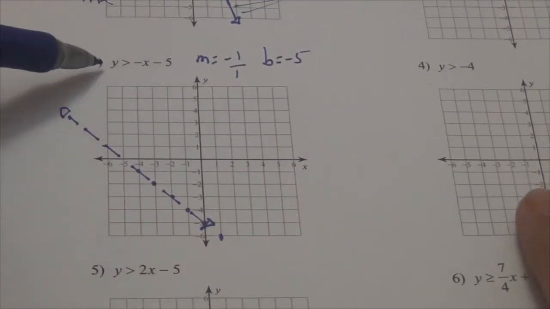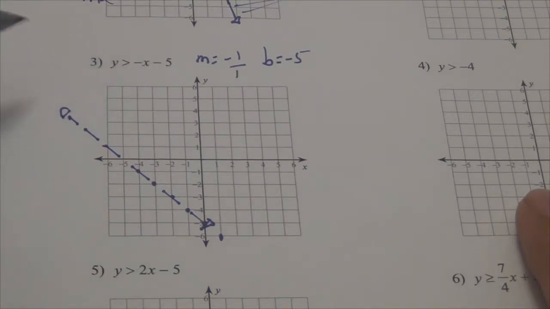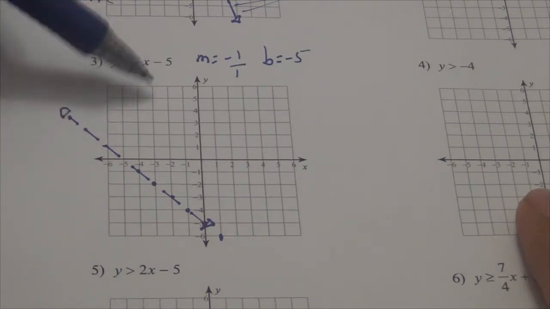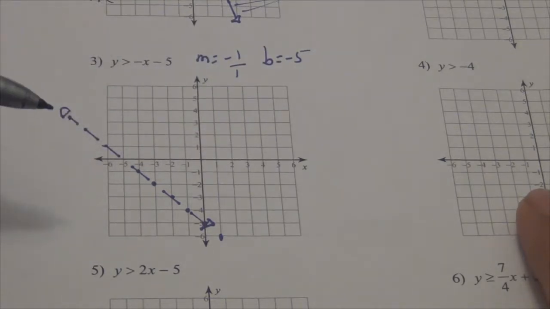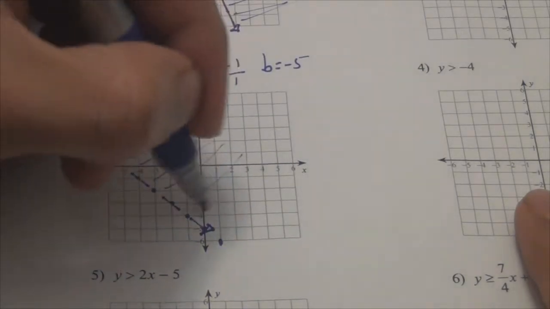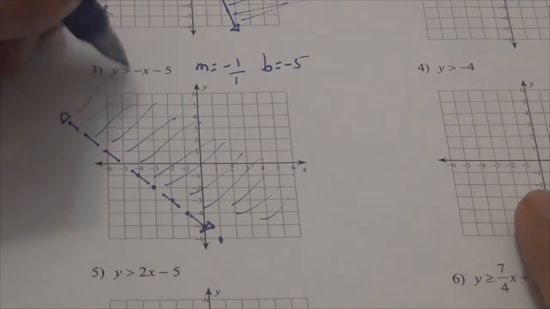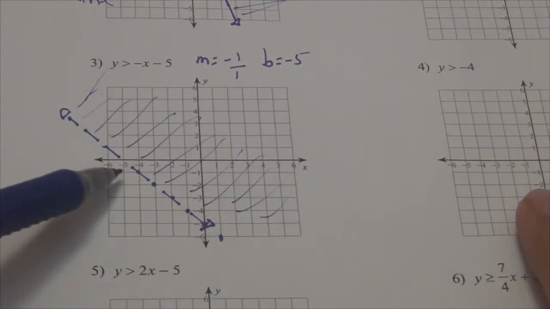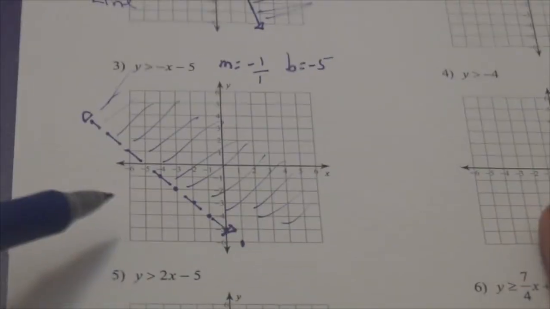So here, for example, y is greater than blah, blah, blah. Well, this is greater than, so you're gonna shade above. So is this above the line or is this above the line? Correct. See that? And it was dashed because the points on the line are not solutions.